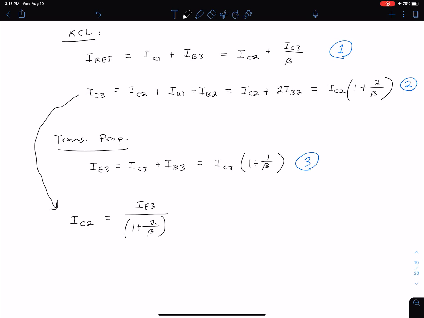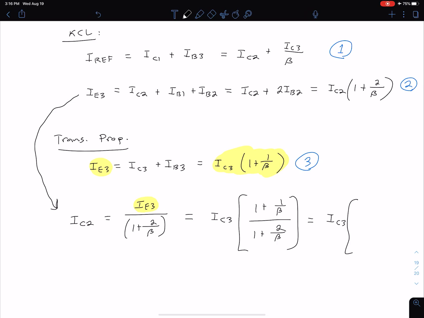Okay, so now what we're going to want to do is substitute our equation 3. So we're going to take our IE3, which we had here, and we're going to plug that in for IE3 in this equation right here. So what is that going to give us? Well, we're going to have IC3 times 1 plus 1 over beta divided by 1 plus 2 over beta. Now we can do some algebra and we can combine those terms in our brackets there. So we can have IC3 times in brackets.